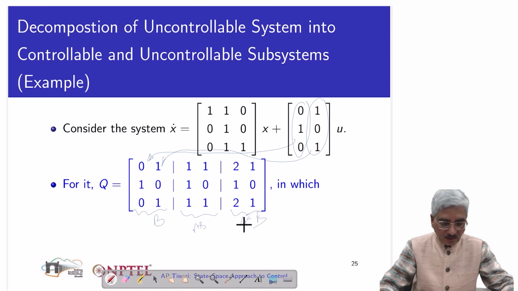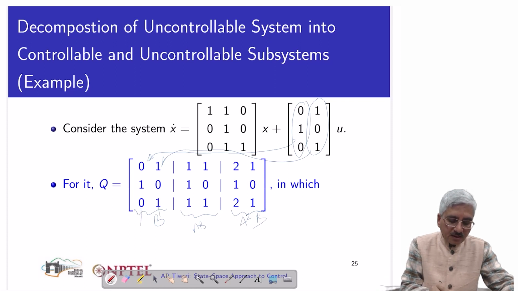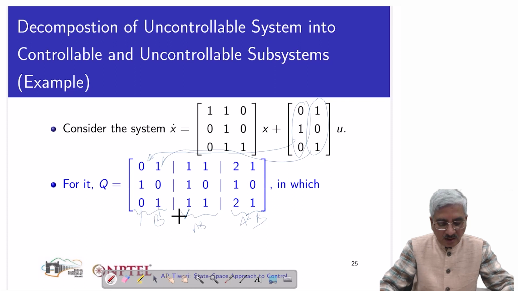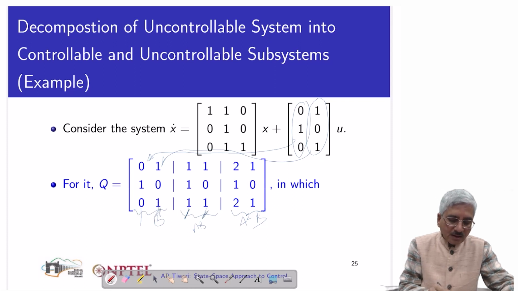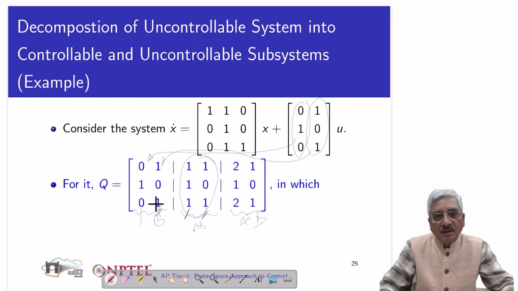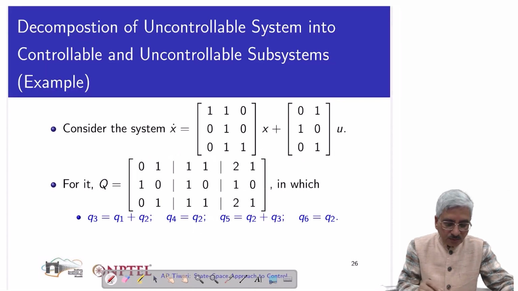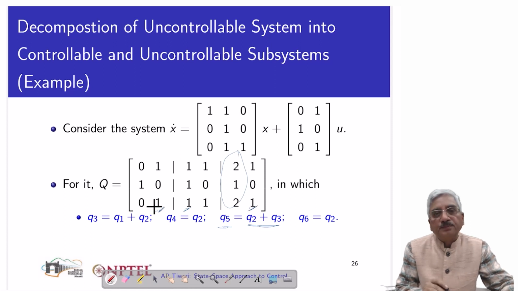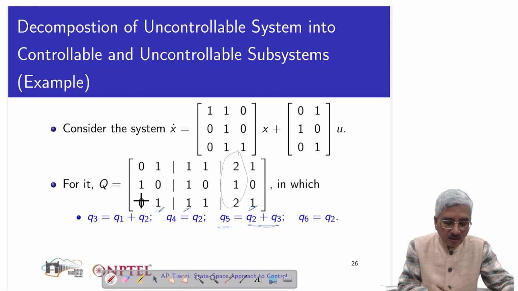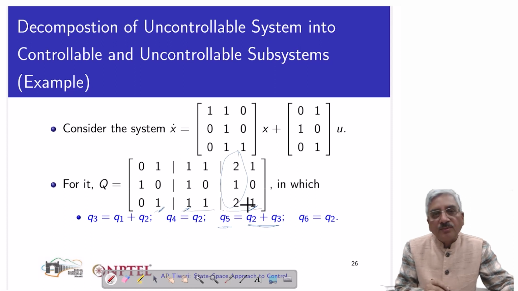What we see is that if we add this column and this column, we get this third column, and the fourth column is identical to the second column. That means AB is dependent on B, and obviously then A square B will be dependent on B. Just to see the relationship, the fifth column is the sum of the second column and the third column, and the sixth column is the same as the second column. So on B, AB and A square B both depend.